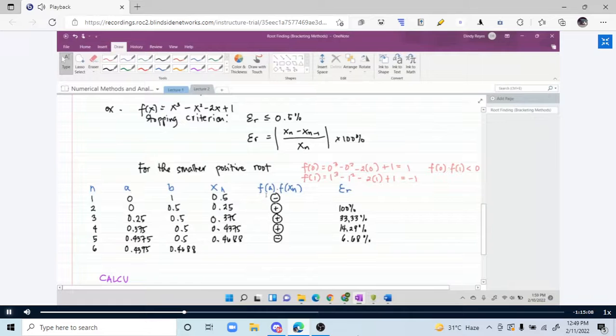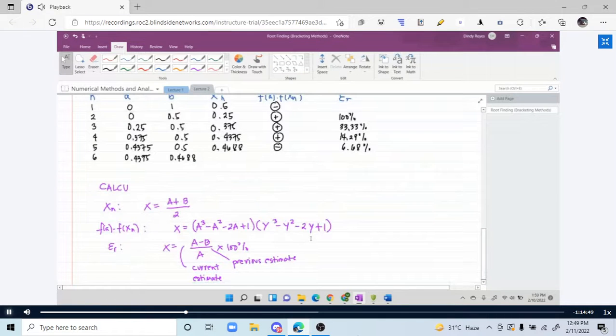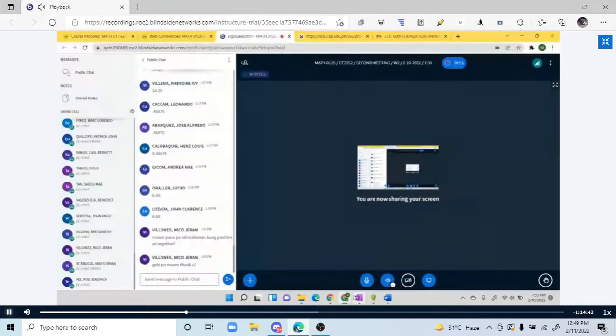So, this is actually f of a, when you substitute 0 here, times f of x sub n, when you substitute 0.5 here. Now, whatever that value is, our only concern is the sign, not the exact value anymore. In your calculator, you just have to enter that. So, we multiply f of a times f of x sub n. Okay?